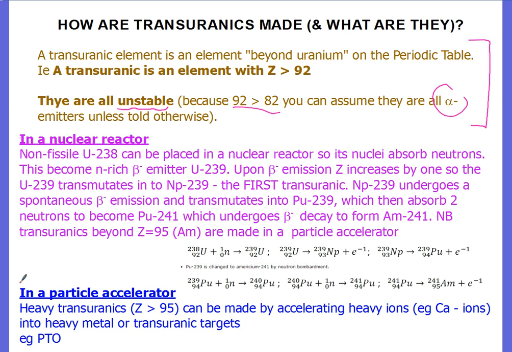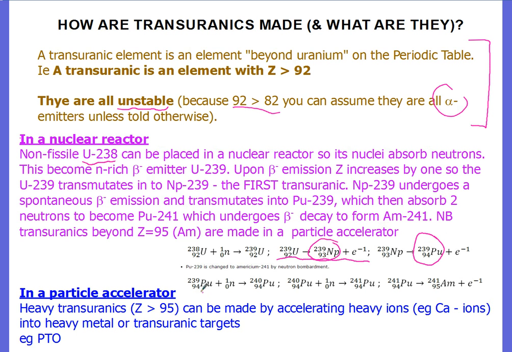In a nuclear reactor, though, what you do is you bombard uranium. Now, the fuel we use in a nuclear reactor is usually uranium-235, which can undergo fission, which means split and give off more neutrons. But if you put non-fissile uranium-238 inside a nuclear reactor, it'll absorb the neutrons rather than splitting when neutrons hit it. That means it becomes a beta emitter, and it gives off a beta particle and turns into neptunium-239, which is the first transuranic. Neptunium-239 will then undergo beta decay itself to produce plutonium, which is the second transuranic.